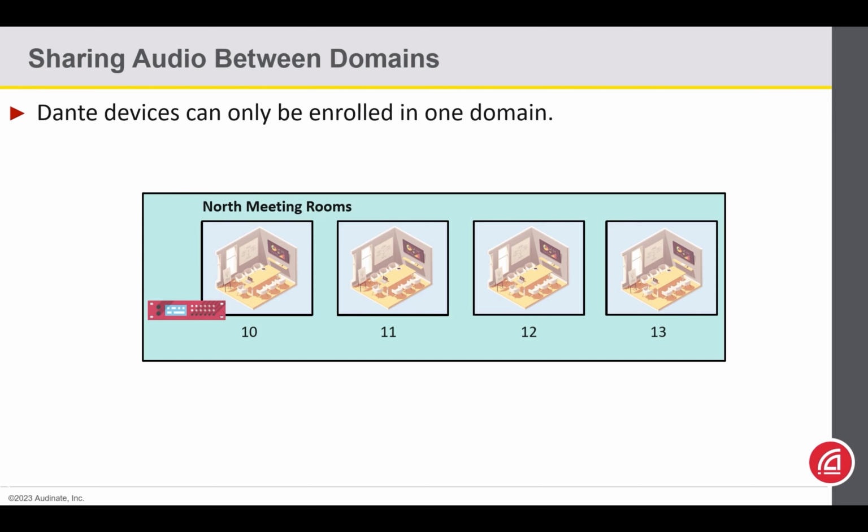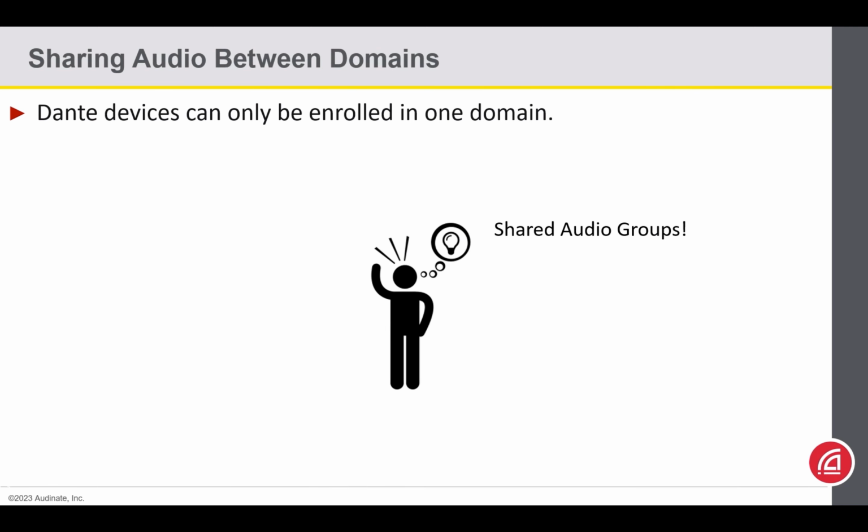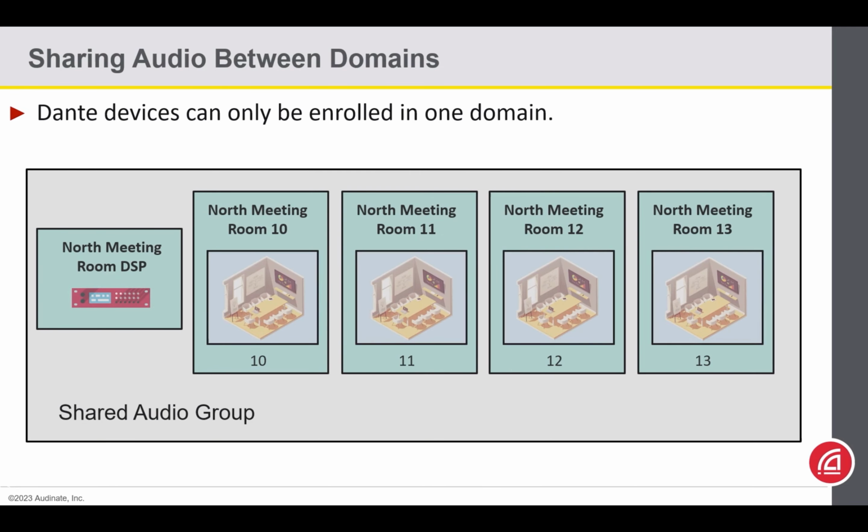Remember our convention center project with the single domain for the meeting rooms? What if the customer wanted each meeting room to be a separate domain? And what if they wanted to keep the common DSP in its own domain, restricting access to only certain users? Creating a shared audio group enables you to do this. This feature allows you to share and transmit audio channels from devices to multiple domains, even though you are not actually enrolling that device in those domains.